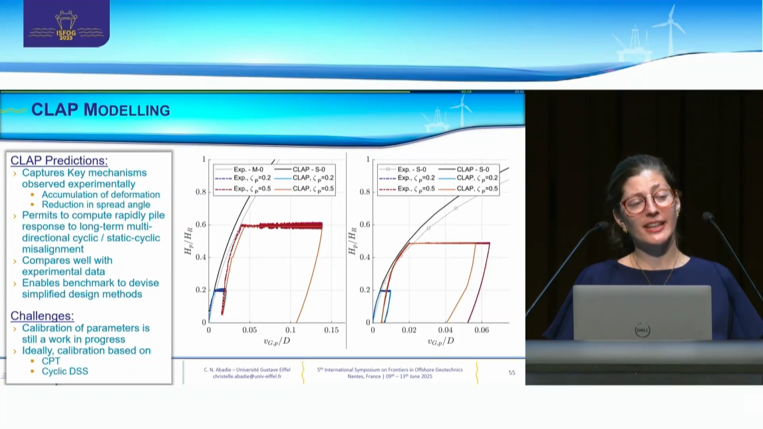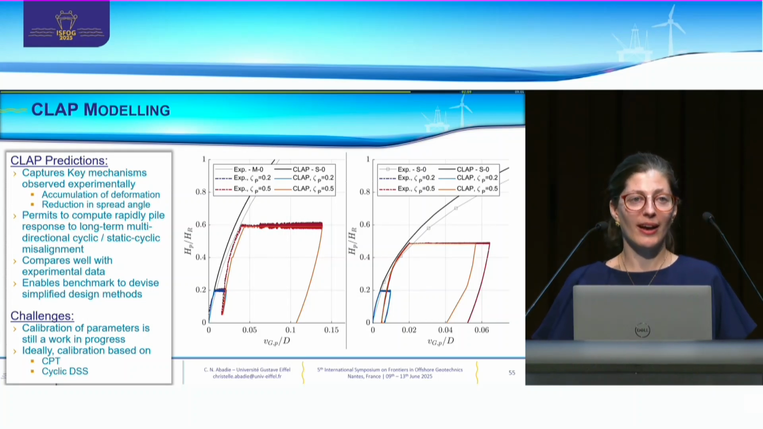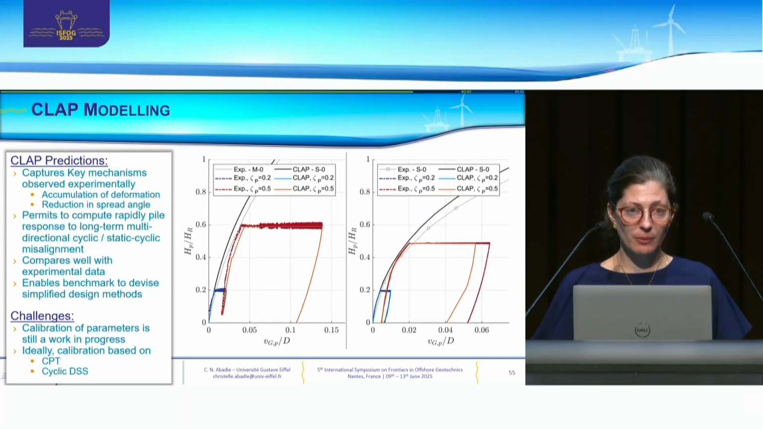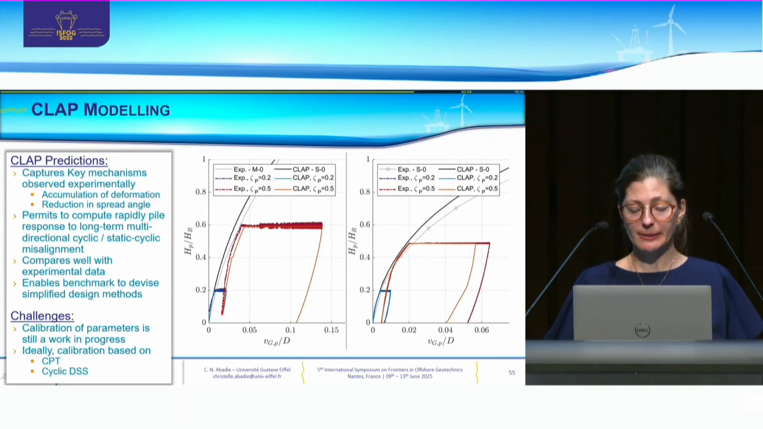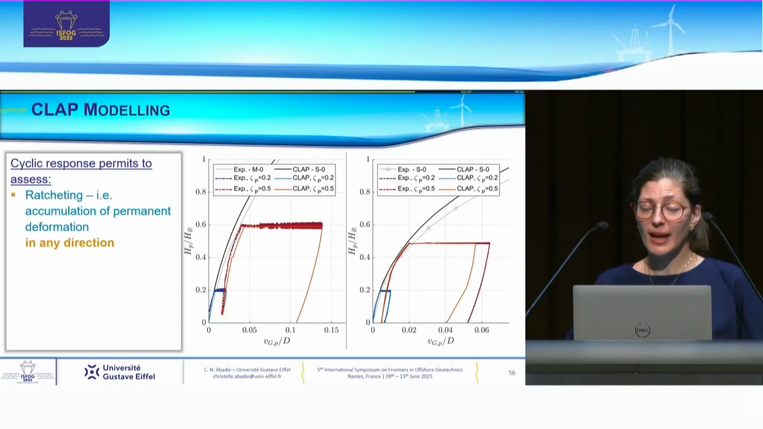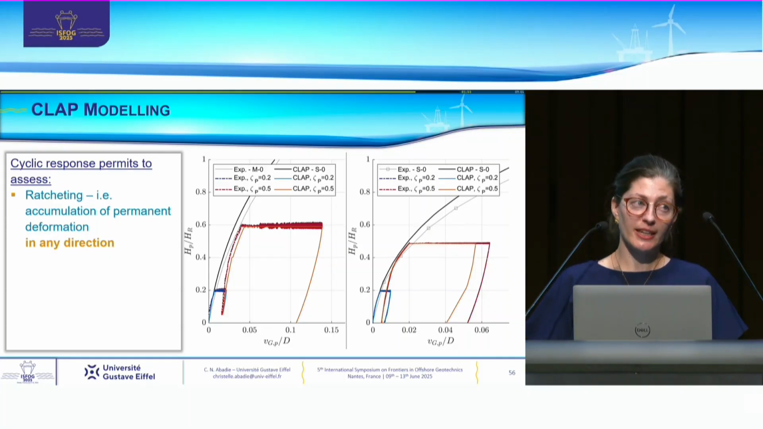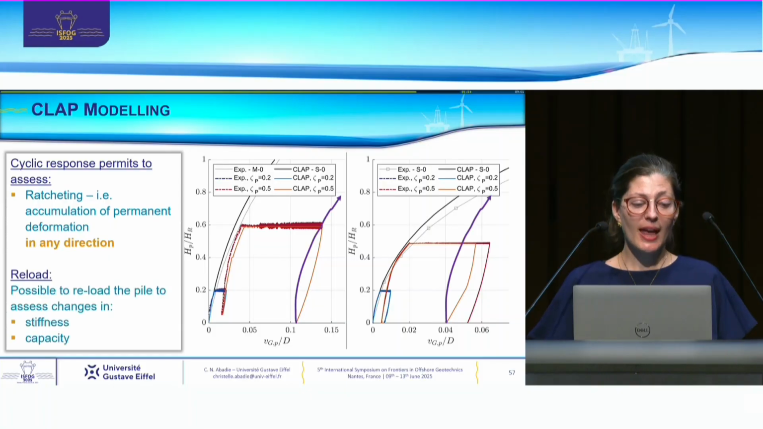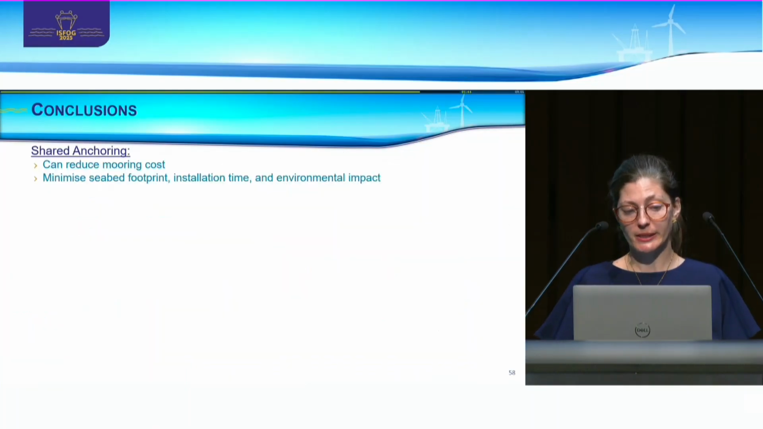The challenge here is that this is a very new model, so I haven't really looked into calibration yet, and ideally we will want to be able to do calibration based on CPT data and cyclic DSS. But this is to come. However, this can model ratcheting in any direction that we want, and we can also do reload following cyclic loading and assess changes in stiffness and capacity. So this is pretty good for design purposes.